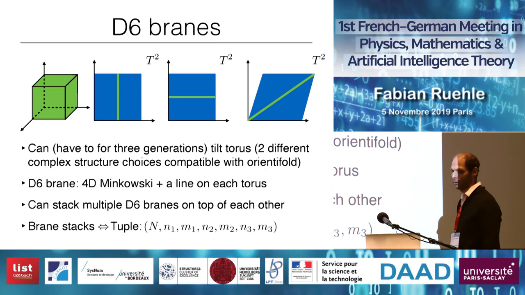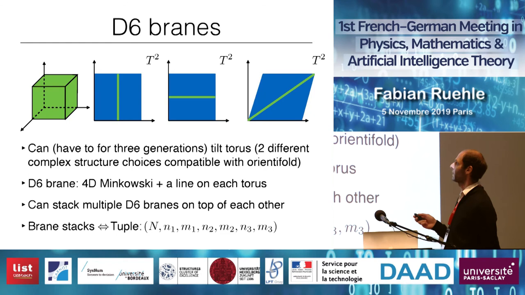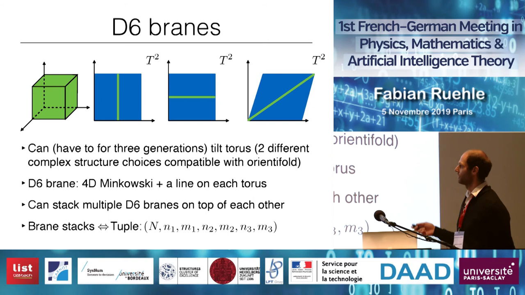That is a six-dimensional compact manifold. It is a Calabi-Yau manifold, but it's a bit too trivial, so we need to do some extra things. I don't have time to explain. But essentially, now we can put a boundary condition on here for open strings to end on, six-dimensional branes.